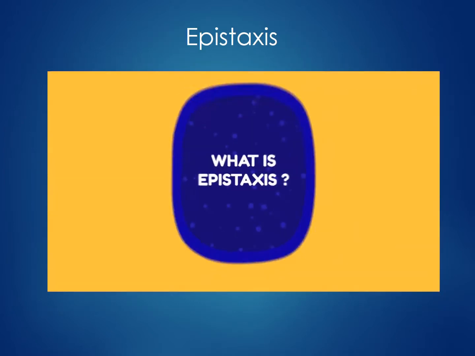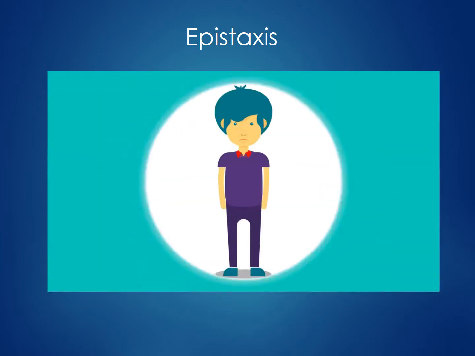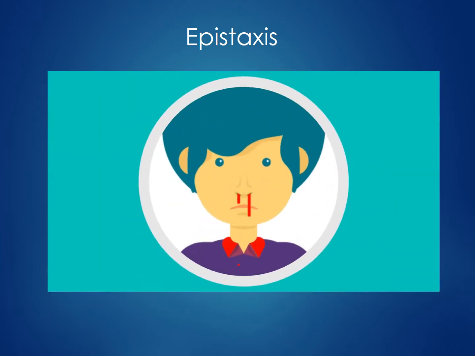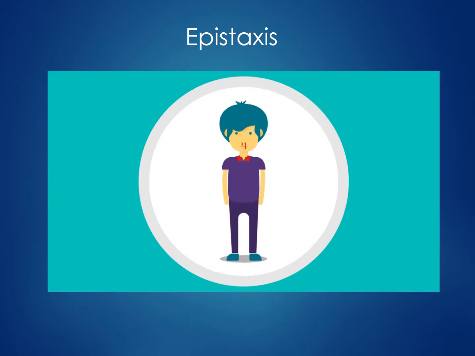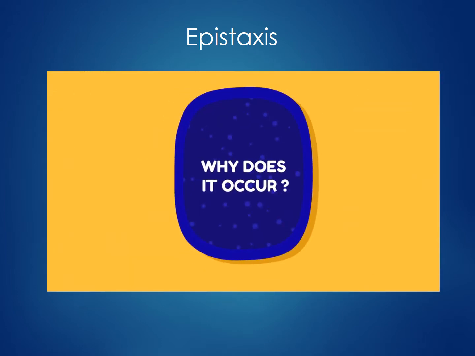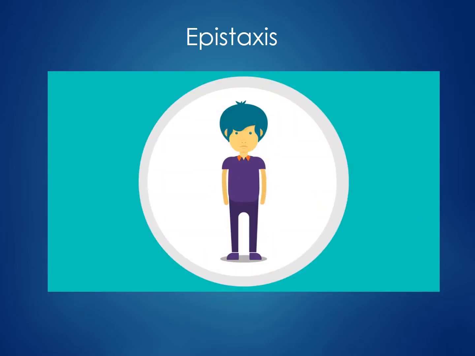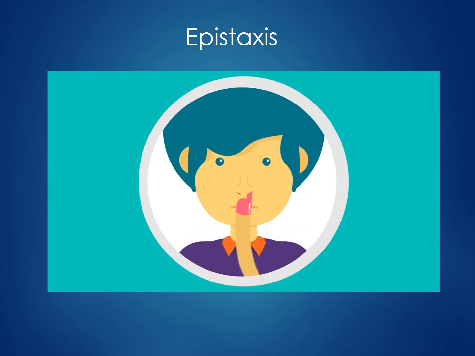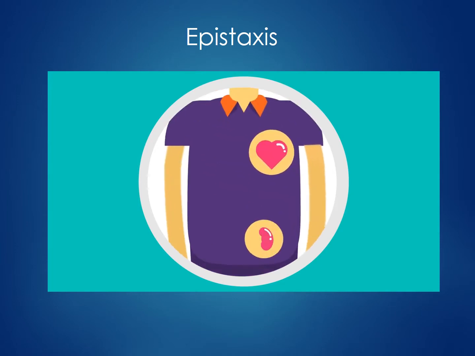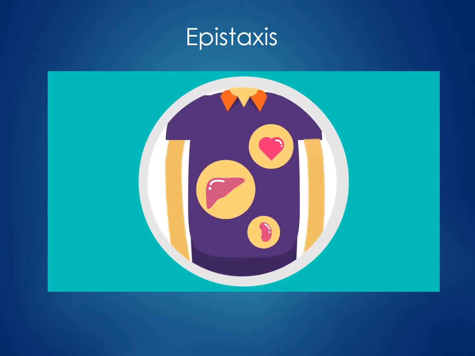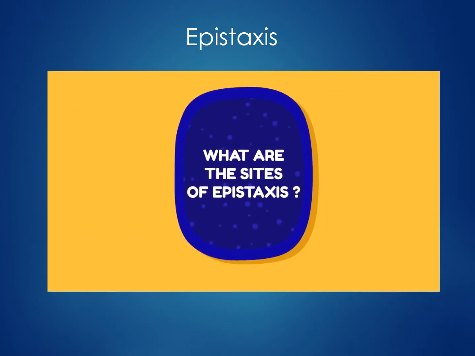Epistaxis. What is epistaxis? Bleeding from inside the nose is also known as epistaxis. Why does it occur? There are many different reasons. Most important ones are among children due to trauma due to nasal picking. Another important cause in children is foreign body in the nose, infections of the nose, deviated nasal septum, raised blood pressure, kidney disease, and liver disease.